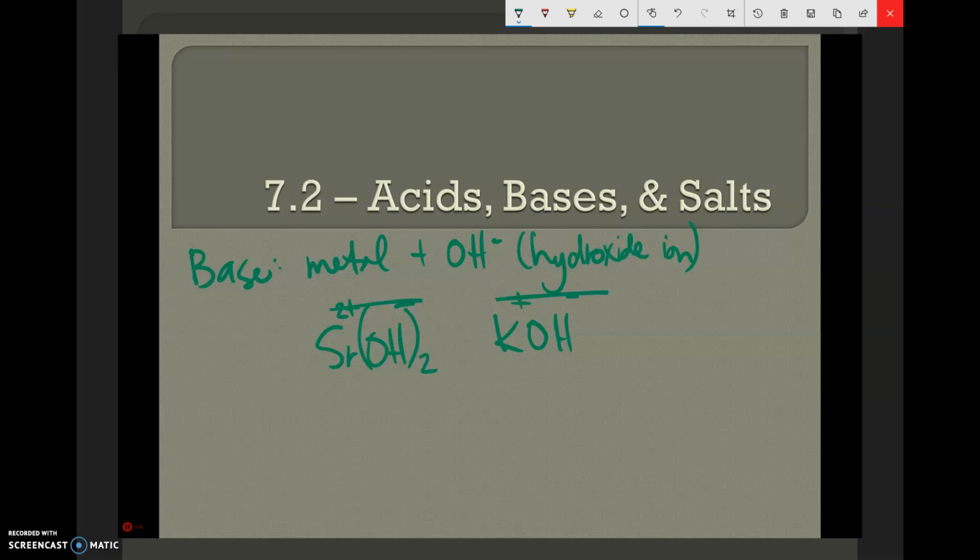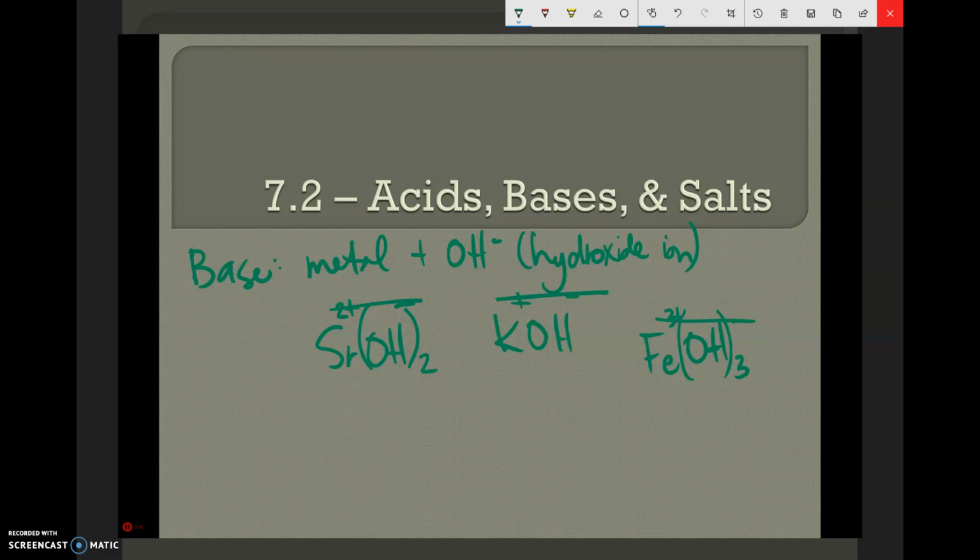Let's say that we have iron. And let's say that it's iron with a 3 positive charge. So iron 3. We have the hydroxide, OH negative. We swap and drop. I have to put parentheses around the hydroxide, and we get Fe(OH)3. So these are all examples of bases.